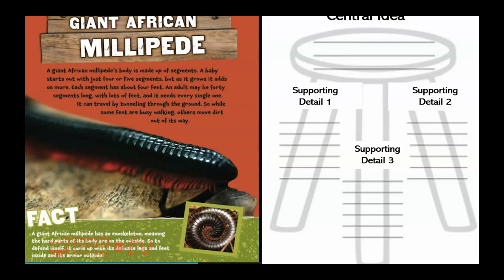So you're going to go back into the text and find supporting detail 1, supporting detail 2, and supporting detail 3. After you find all of your supporting details, you're going to compose your central idea statement about the giant African millipede.